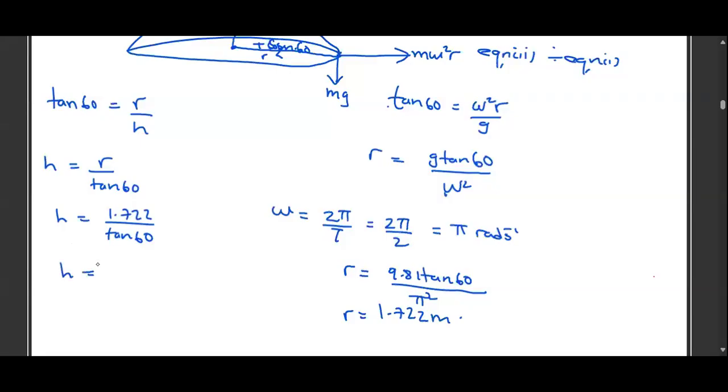Our h is going to be given by 1.722 divided by tan of 60. I am coming up with h as 0.994 meters. That is our height.